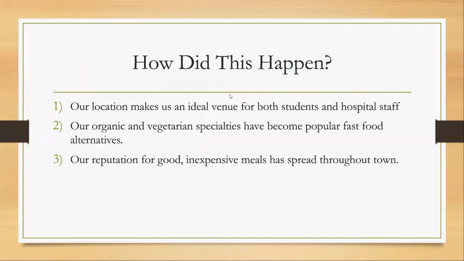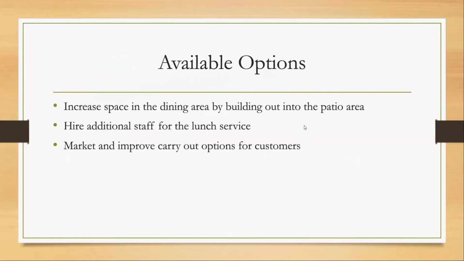Okay, so then we go into, here's the background. Here's what happened to us. We are the victims of our own success. And here are the options. We could increase space, we could hire additional staff, or we can market and improve carryout options. Let's take a look at those.